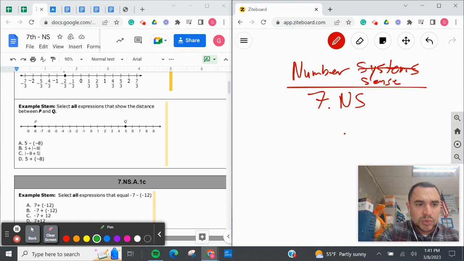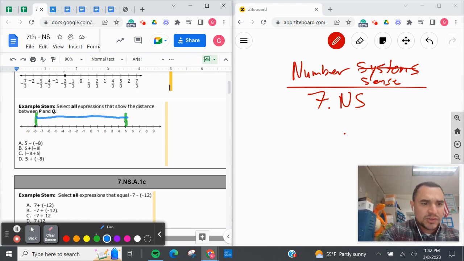Select all expressions that show the distance between P and Q. So we need to figure out what the distance is from here to here. All you have to do is count. 1, 2, 3, 4, 5, 6, 7, 8, 9, 10, 11, 12, 13. So we need to figure out everything that equals 13.